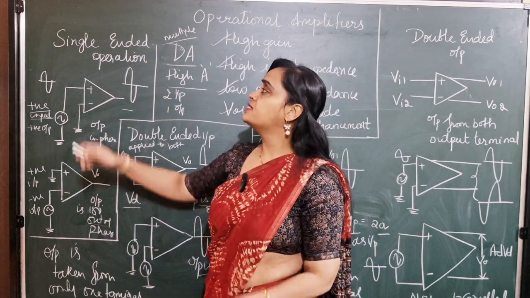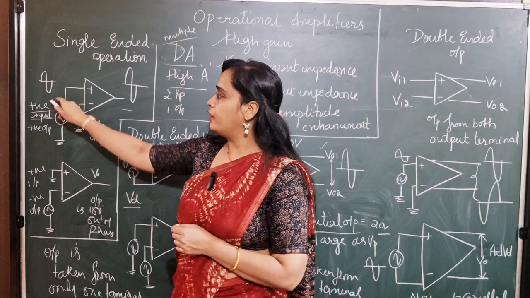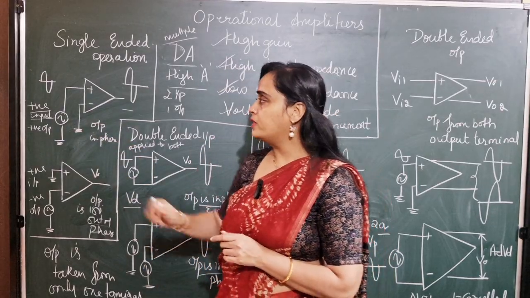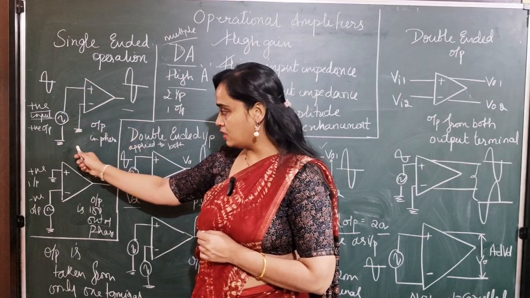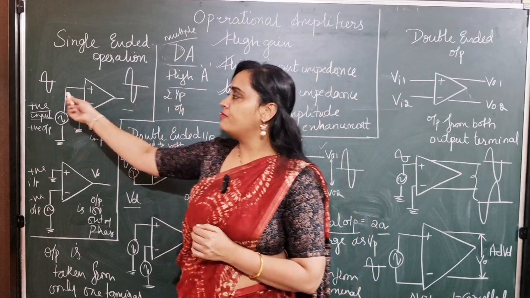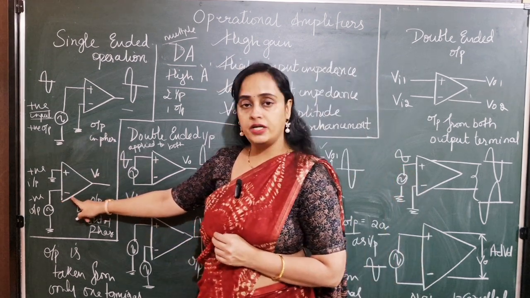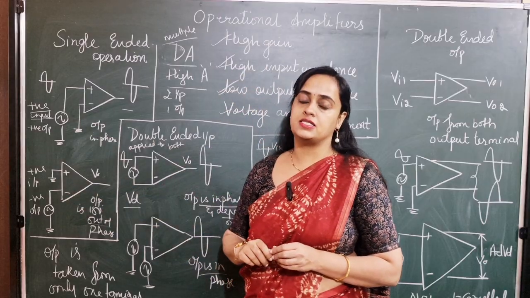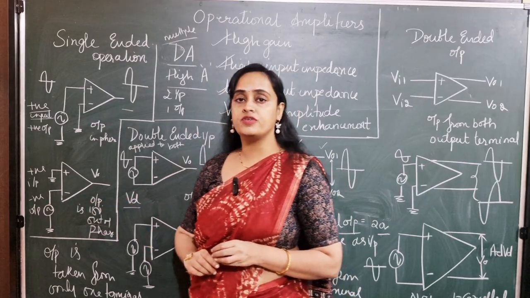The first condition is single-ended operation. If you observe single-ended operation, the input is applied to the positive terminal, or we can call this the non-inverting terminal. When the input is applied to the non-inverting terminal and the inverting terminal is grounded, the output obtained is amplified, and the output is in phase with respect to the input. Similarly, when the input is applied to the inverting terminal and the non-inverting terminal is grounded, the output obtained is 180 degrees out of phase with respect to the input being applied.